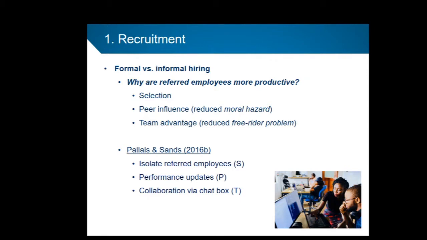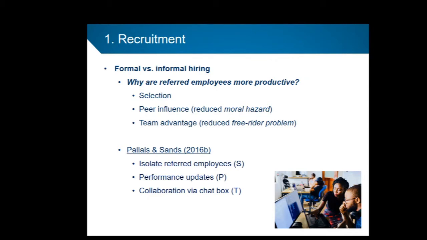To test each of these hypotheses, Palais and Sand took a couple of steps. First, to test selection, they isolated referred employees from the group. In this way, the referred employee can't let down the other employee, but can also not cooperate with him or her. To test peer influence, they gave frequent performance updates to the employee who made the referral. That sounds nerve-wracking to me, but this was to test whether the referred employee would perform more in order not to let the referee down. And finally, to test team advantages, they let both the employee who referred and the referred employee use a chat box together.